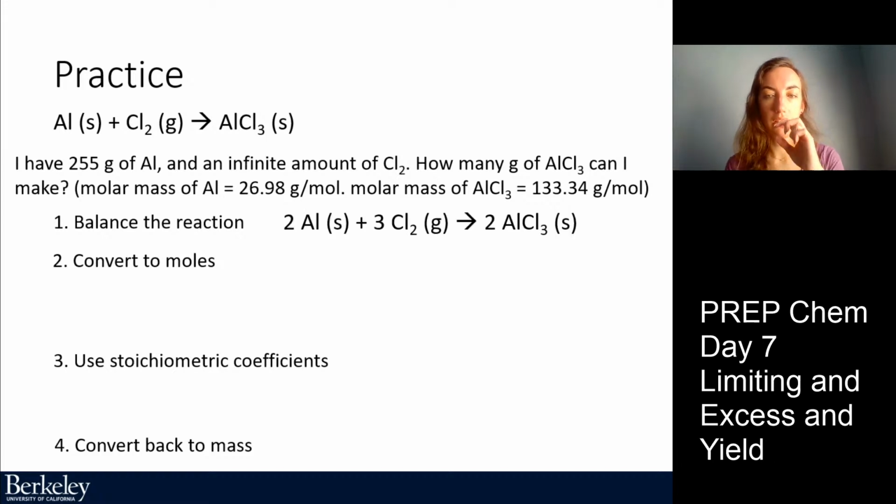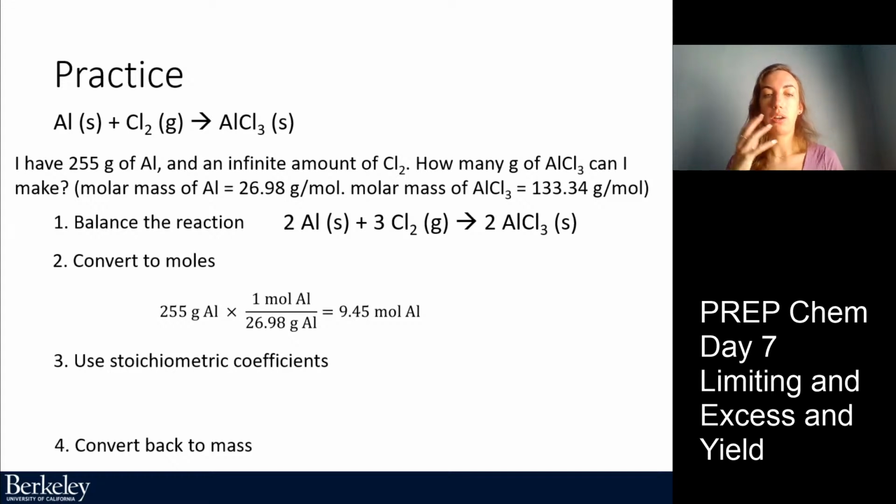Okay, so the first step is always to balance our reaction. I know I sound like a broken record, but seriously, never do anything without balancing your reactions. It's a very easy way to get a problem very wrong after doing a ton of work, because that's usually the easiest step. So we have 255 grams of aluminum, so we need to convert that to moles. 255 grams of aluminum, where 1 mole of aluminum weighs 26.98 grams, means we have 9.45 moles of aluminum.